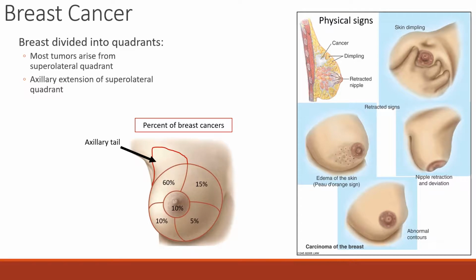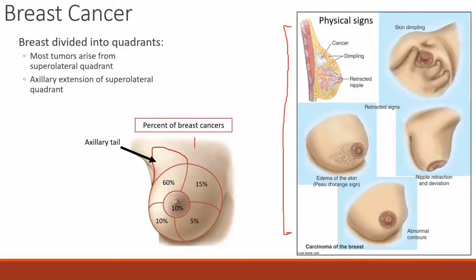So breast cancer, all right, there are a couple of superficial signs, a couple of surface anatomy things that are visible that might be indicative of breast cancer. We'll talk about these physical signs here in just a second. But before we do that, let's talk about the quadrants of the breast. I mean, basic anatomy here.